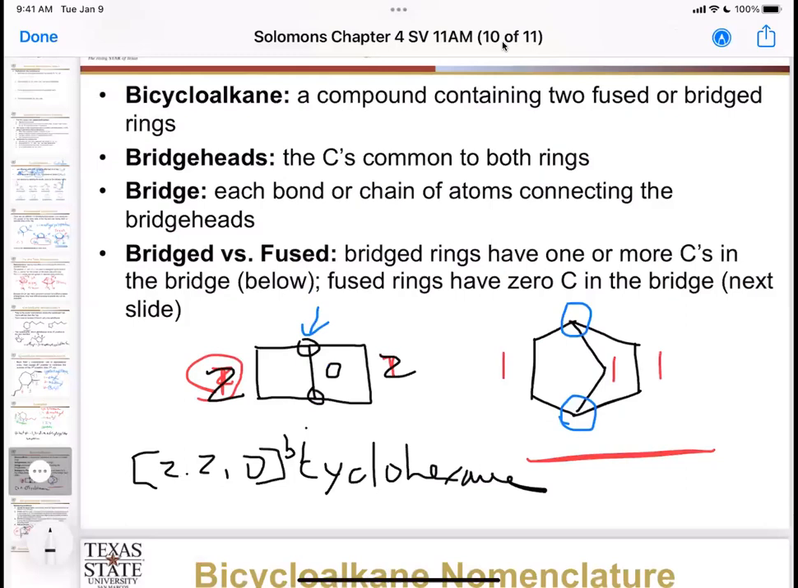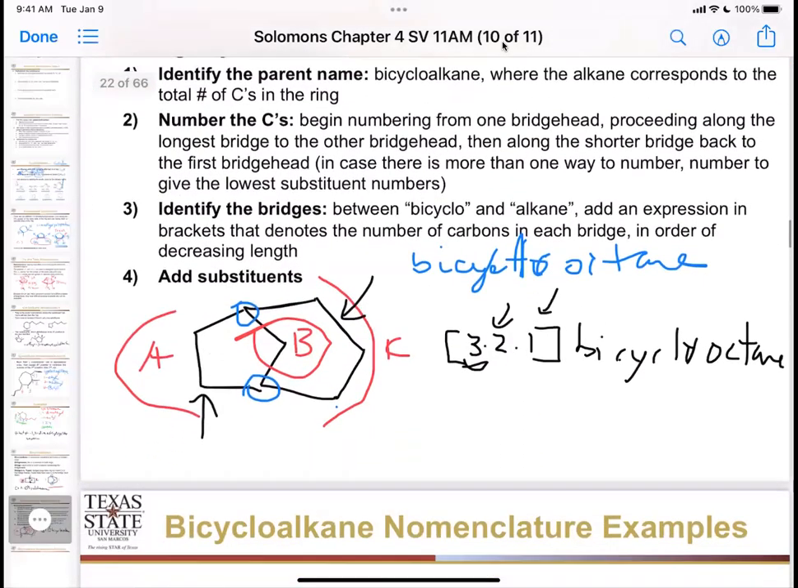The brackets tell us that each bridge has assigned a certain number of carbons. The first bridge is 2 carbons. The second bridge is 2 carbons. And the last bridge is 0 carbons. So that's the bridgeheads being bridged to each other, 0 extra carbons. Okay, so now if we go back and look at this 3, 2, 1, we see 3, 2, and 1 carbons in each of those bridges. Okay, does that bracket and numbers make sense?